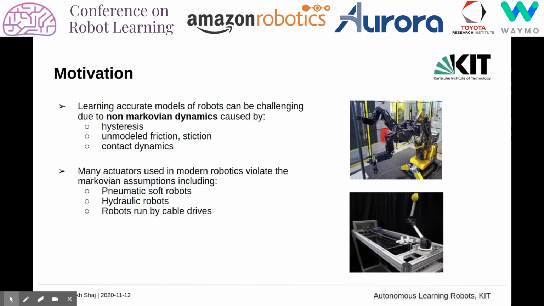I'll be presenting the work Action-Conditional Recurrent Kalman Networks for Forward and Inverse Dynamics Learning. Motivation. Learning accurate models of robots can be challenging due to non-Markovian dynamics caused by hysteresis, unmodelled friction, stiction, contact dynamics, etc.